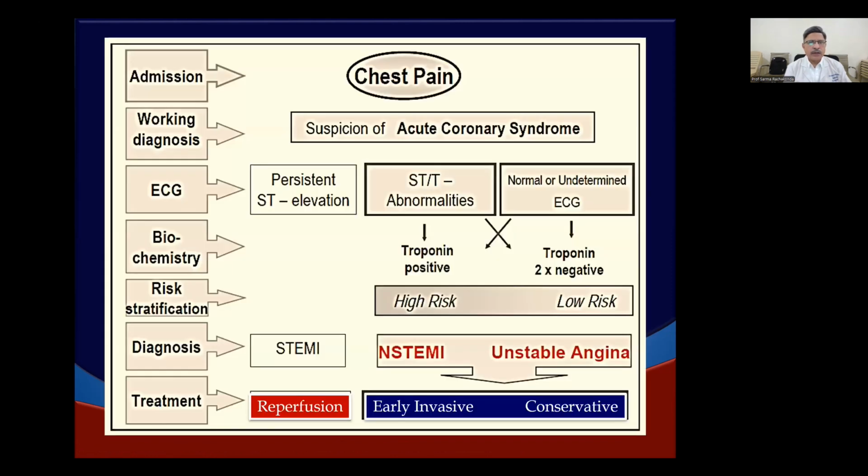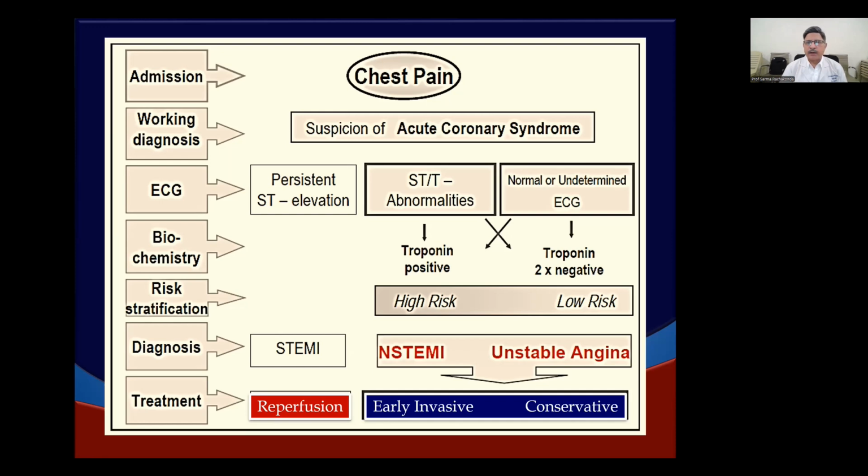Now, let us see the triage. Person has got chest pain. There is a working diagnosis, suspicion of acute coronary syndrome. Take an ECG. Persistent ST elevation is there. It is STEMI. No other questions asked. Straight away go for reperfusion. If the ST segment elevation is there, clinical suspicion is there, symptomatology is there, straight away you go for STEMI.